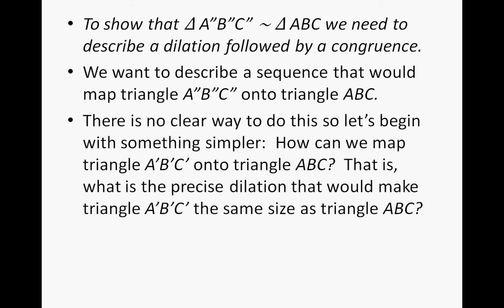There's no clear way to do this, so let's begin with something simpler. How can we map triangle A prime B prime C prime onto triangle ABC? That is, what is the precise dilation that would make triangle A prime B prime C prime the same size as triangle ABC? Well, a dilation from the center O with a scale factor of r equals 2 would accomplish that.